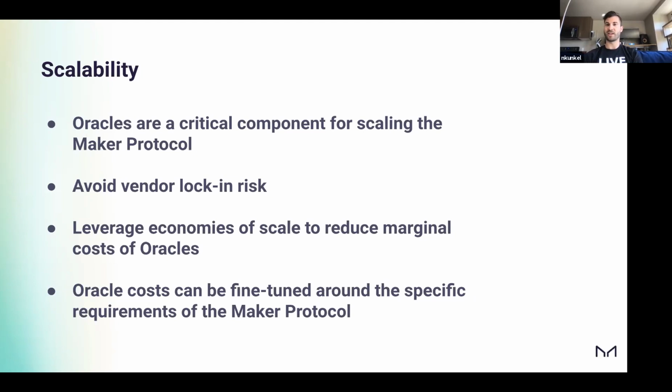there are certain collateral types that are just not worth onboarding into the protocol at the moment, because the projected stability fees that we would be earning in a year are less than the projected Oracle costs, right? And so making oracles that are fundamentally secure, but also fundamentally scalable, so that they are cost effective to run, is also key in order for the Maker protocol to scale and to expand.